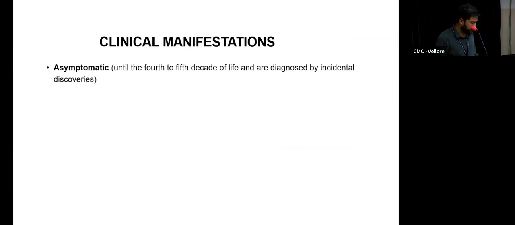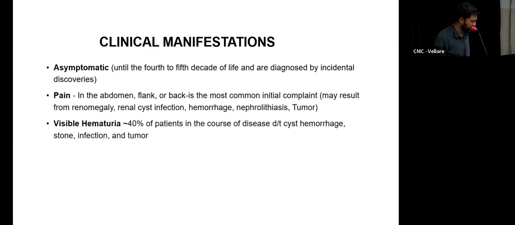So the clinical manifestation is asymptomatic until the 4th to 5th decade of life, and it is diagnosed by incidental discovery. Pain in the abdomen, flank, or back is the most common initial complaint and can happen from renomegaly, cyst infection, hemorrhage, nephrolithiasis, or tumor. Visible hematuria is seen in around 40% of patients.